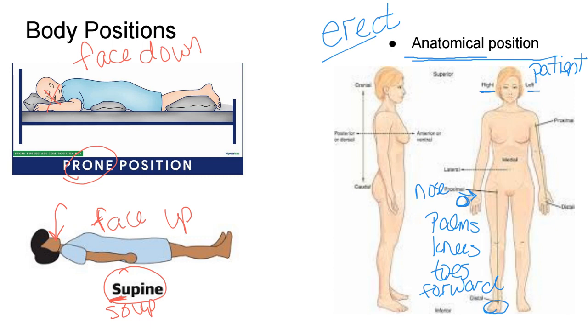Okay, so those are the two that you will see other than anatomical position. But again, all of our directional terms and things are going to be focused on anatomy.